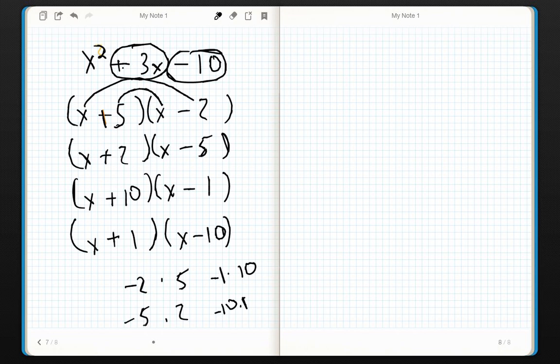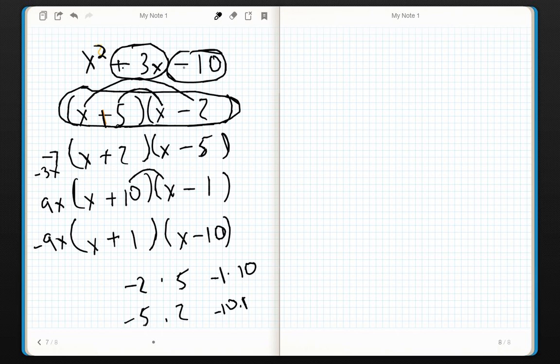If I use this one, my middle term ends up being a negative 3x. If I use this one, my middle term becomes a positive 9x, because x times negative 1 is negative 1x, and 10 times x is 10x. Positive 10 and a negative 1 combine to make a positive 9. This one's going to become a negative 9x. So I happen to just get lucky and hit this one right out of the bat, and you do start to get pretty good at it after a while.